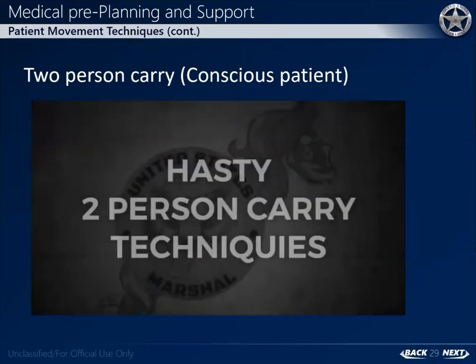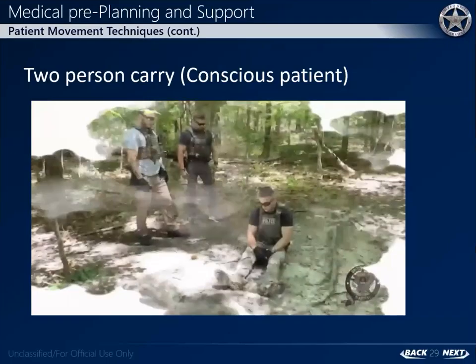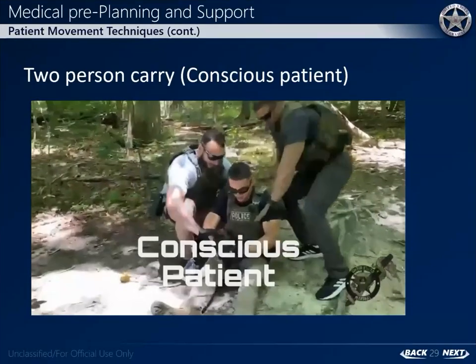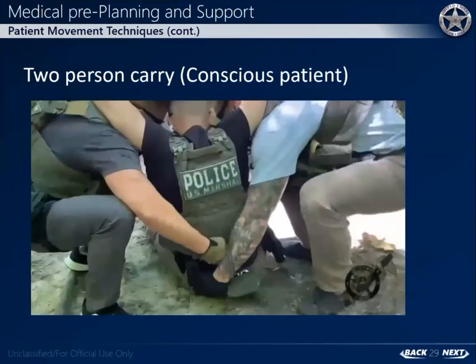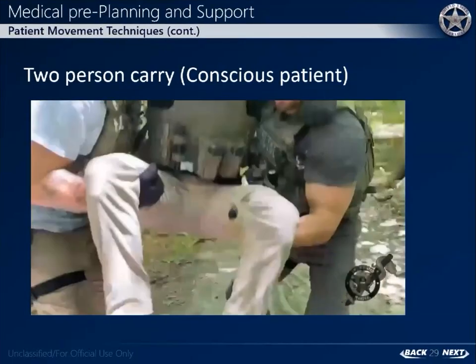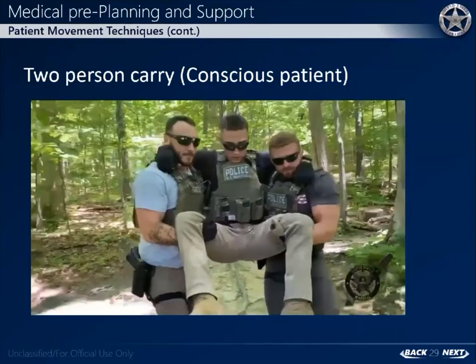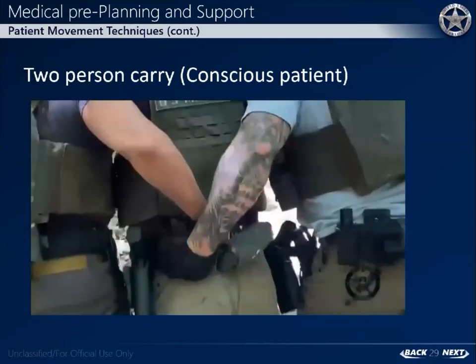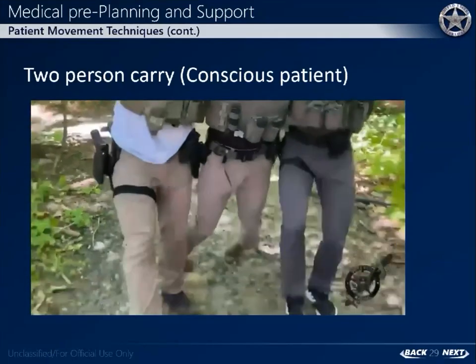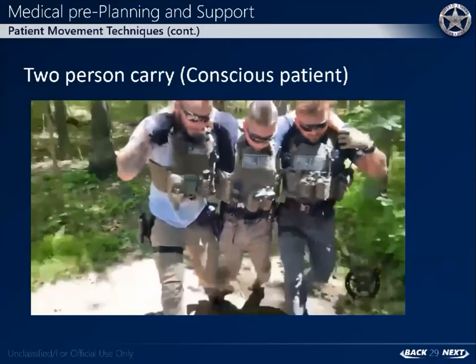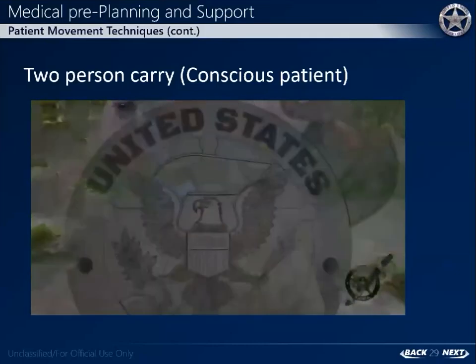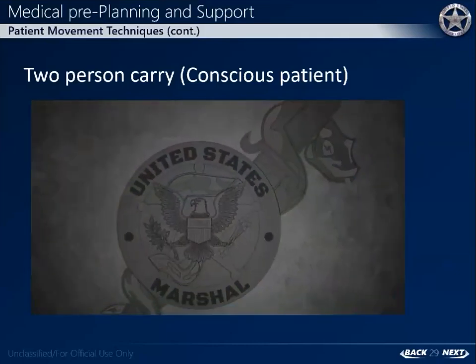The two-person carry of a conscious patient allows for even distribution of the patient's weight. The patient holds themselves upright with their arms placed around the rescuer's head or shoulders. Rescuers get into a deep squat, grab the opposing side of the belt, and scoop the legs. If the patient goes unconscious, the rescuers drop the legs, hold onto the patient's arms, and drag him to their destination.